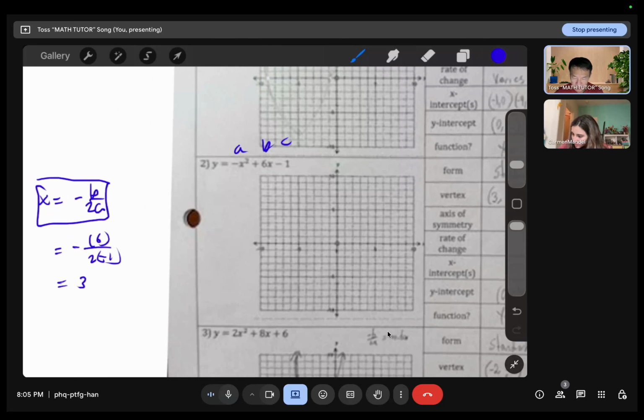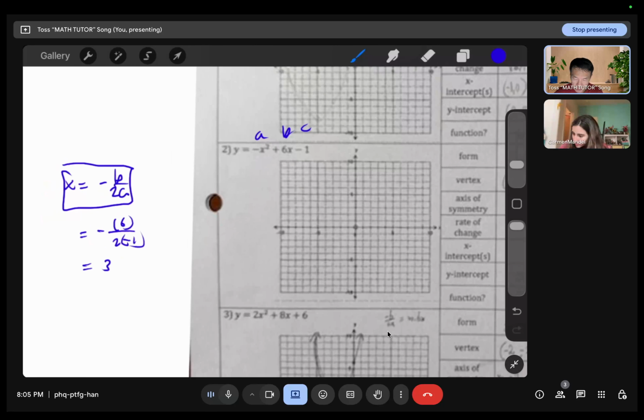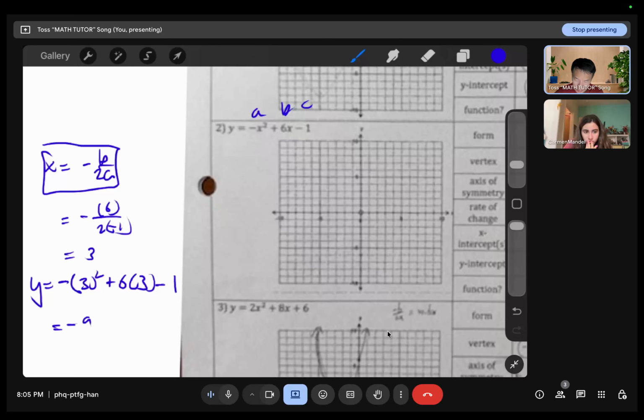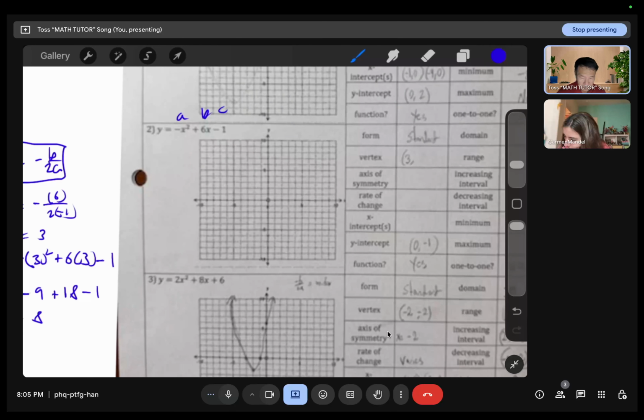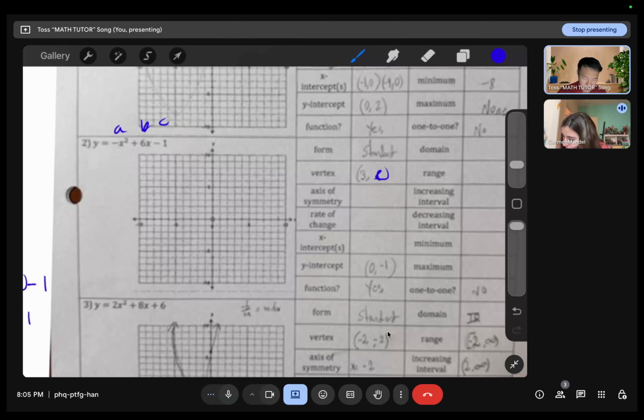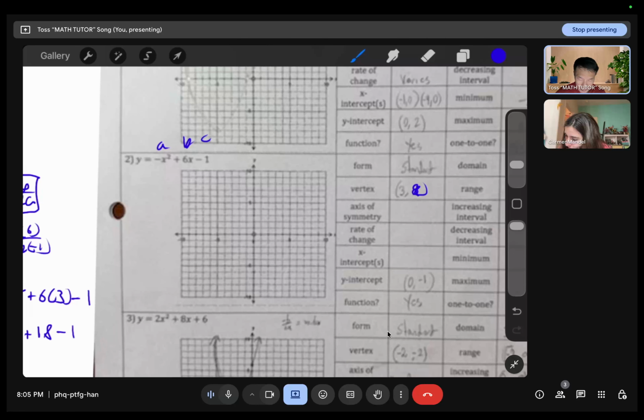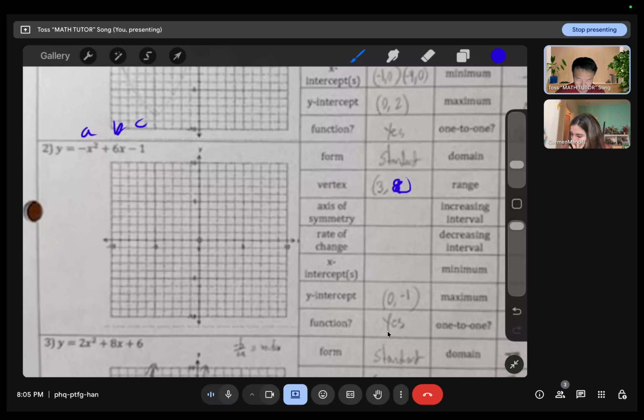That means you just got the x coordinate. So you have to get your y. So all you do is just plug it back into the y. So it'll be 3 squared plus 6 times 3 minus 1. So you get negative 9 plus 18 minus 1. So this will be 9. 9 minus 1 will be 8. Is that okay? So that means you want to fill in 3 comma 8 and then plot that right away.